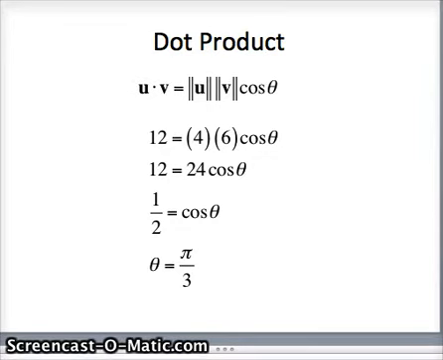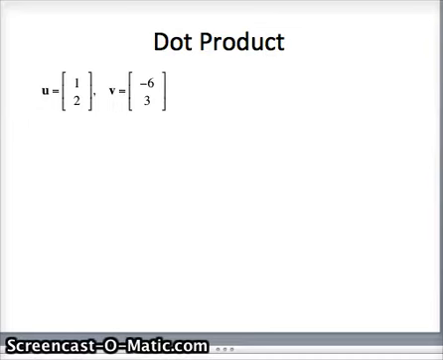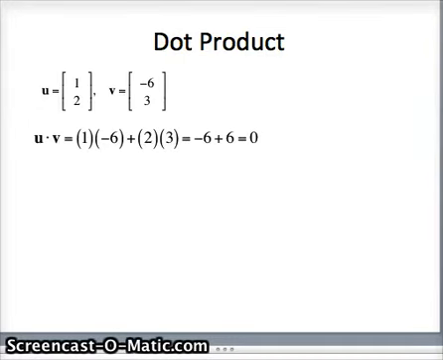Let's take a look at another example. This time I have u is 1, 2, and v is negative 6, 3. Their dot product is interesting here. 1 times negative 6 plus 2 times 3. Negative 6 plus 6? The dot product is 0. What does that tell us? Does that tell us something we can use?